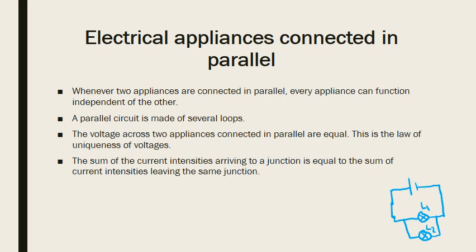A parallel circuit is made of several loops. So here we've got one loop, and here we've got another loop. The voltages across the two appliances connected in parallel are equal. This is the law of uniqueness of voltages. So for example, if the battery is giving out 3 volts, L1 will have 3 volts and L2 will have 3 volts. The sum of the current intensities arriving at a junction is equal to the sum of current intensities leaving the same junction, and this is for the ammeter reading.